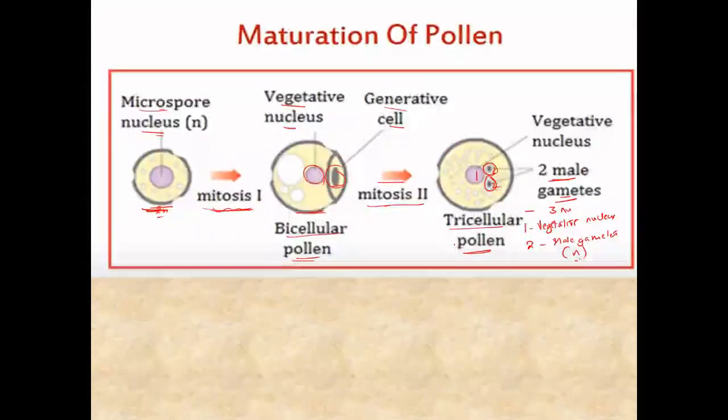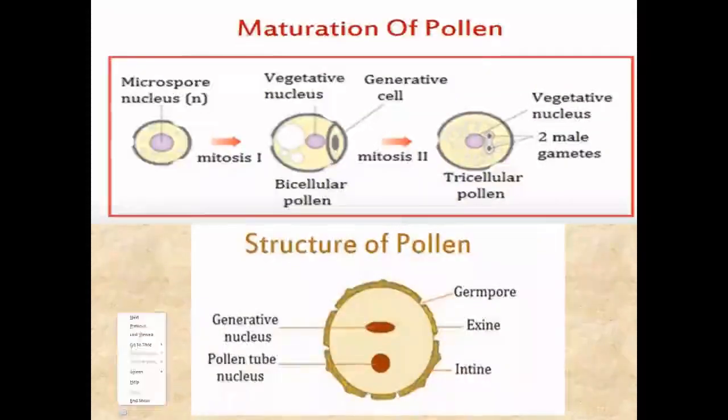Now let's see what the matured pollen grain contains. A fully grown matured pollen grain consists of an outer layer known as the exine. This exine is made up of a chemical substance known as sporopollenin. Sporopollenin is said to be one of the most resistant organic materials that exists on this earth. It can withstand high temperature, strong acid and alkali.